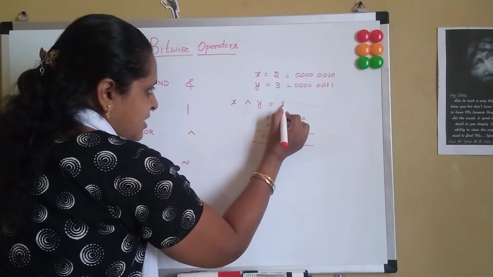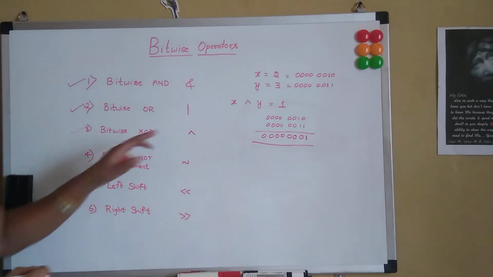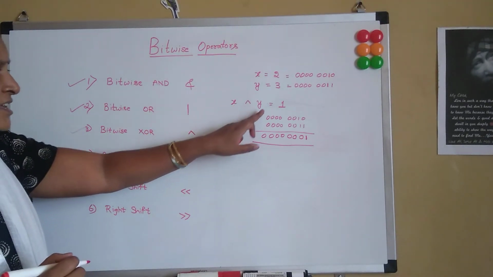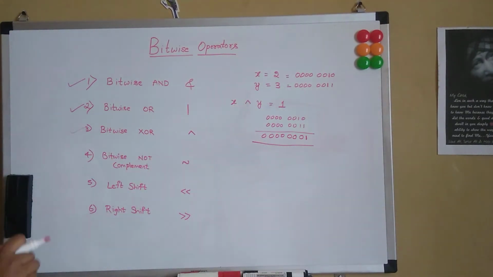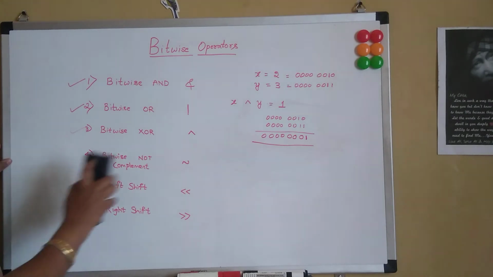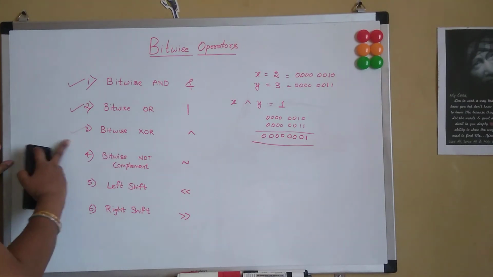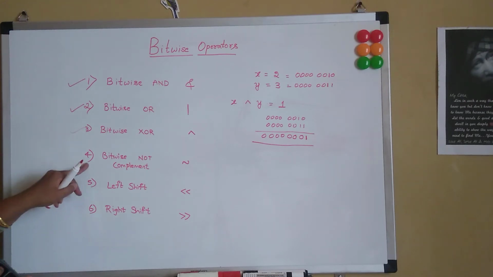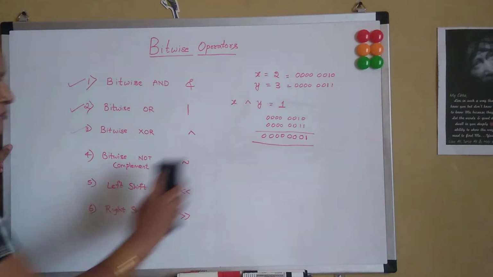So the value will be equal to 1. So x XOR y is having the value equal to 1. So this was for the XOR bitwise operation. Now let's move on to the bitwise NOT or complement.